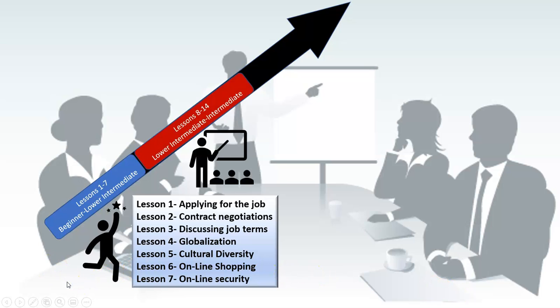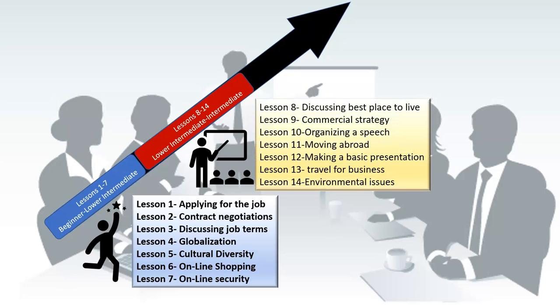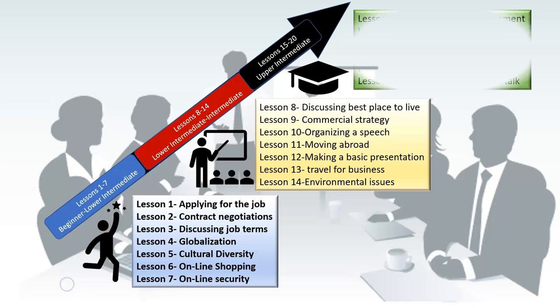So, the next thing we do is from lessons 8 to 14, we go from lower intermediate up to intermediate level. And in this, of course, the English starts to get a little more challenging. We're going to discuss the best place to live, a lesson on commercial strategies, a lesson on organizing a speech, a complete lesson on moving abroad, one on making a basic presentation, one on travel for business, another one on environmental issues. And then, after that, we move into the upper intermediate area as the lessons get more challenging.